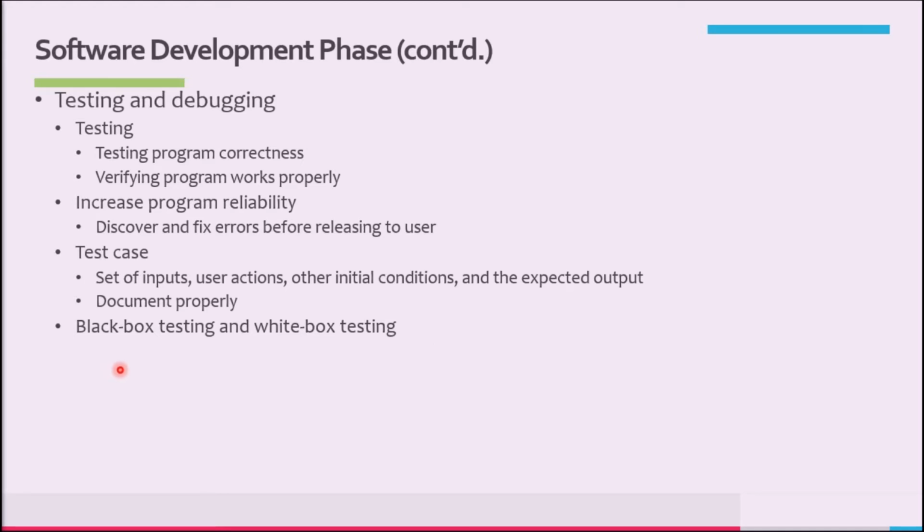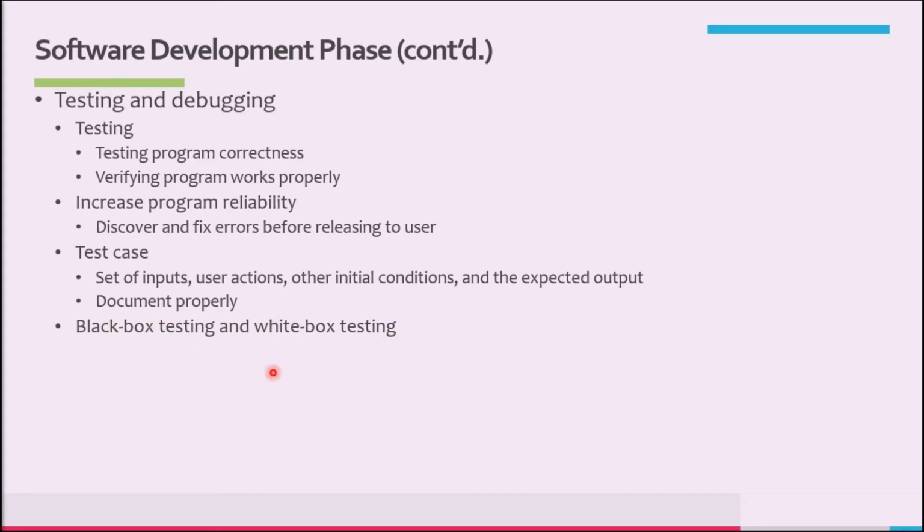There are two types of testing. You've got black box testing and white box testing. In black box testing, you do not know the internal workings of the algorithm or function. You know only what the function does. Black box testing is based on inputs and outputs.